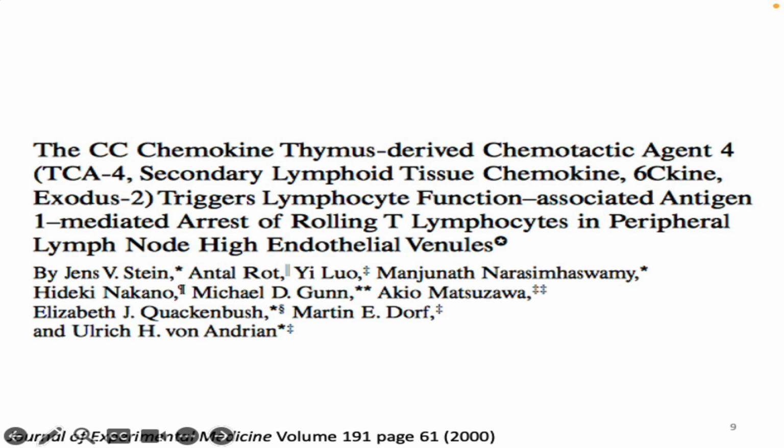It led to papers like this. I had to read this paper as a grad student. They had to list every name that the protein had ever been given. So in this case, the CC chemokine, thymus-derived chemotactic agent 4, there's one name. Secondary lymphoid tissue chemokine, there's a second name. 6C-kine, there's a third name. Exodus 2 is a fourth name. So they had to list all the names for this protein because it didn't necessarily have a standardized way of naming it. That seems lame, right?